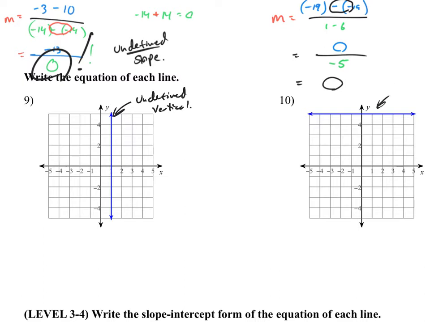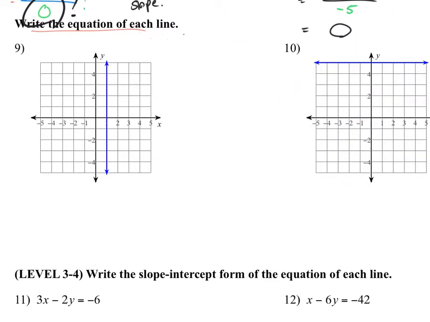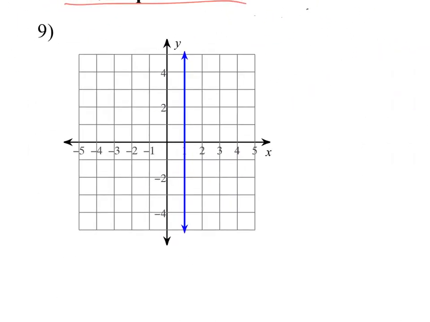And this has 0 slope as a horizontal line. Cool? That's not what the question's asking us. This new set says write the equation. Well, all right, if we're trying to write the equation of the line, oh, sorry, making you sick.